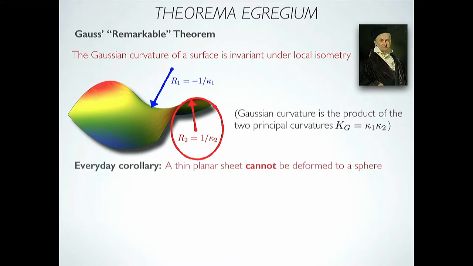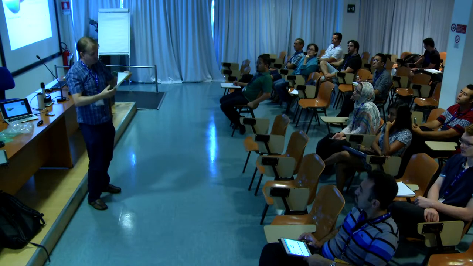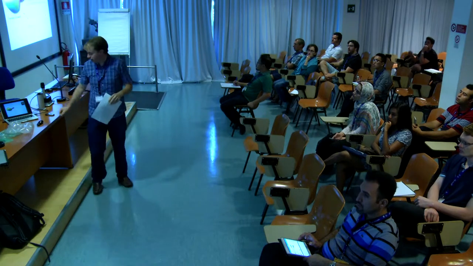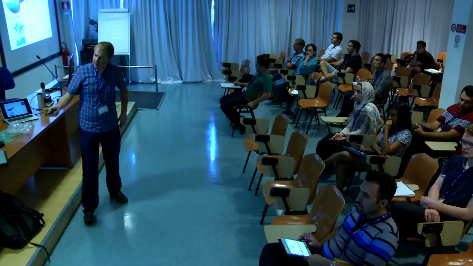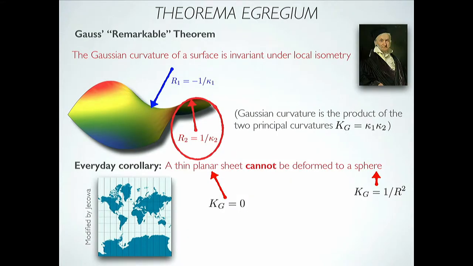Why is this important? Well, it tells you that if you take a piece of paper and you try to stick it onto a sphere, that's the closest sphere I have, then you cannot do it without stretching. Okay, so you can't just nicely map it onto a sphere. And obviously that's a big problem for map makers. You want to make a two-dimensional map of a spherical Earth, and you cannot do that keeping the distances all the same, so you have to stretch some distances. And there are different projections depending on which distances you want to stretch.